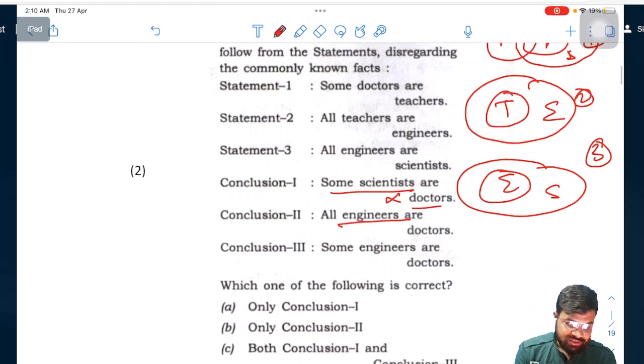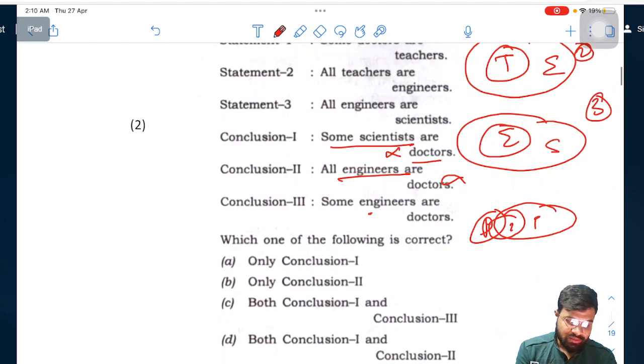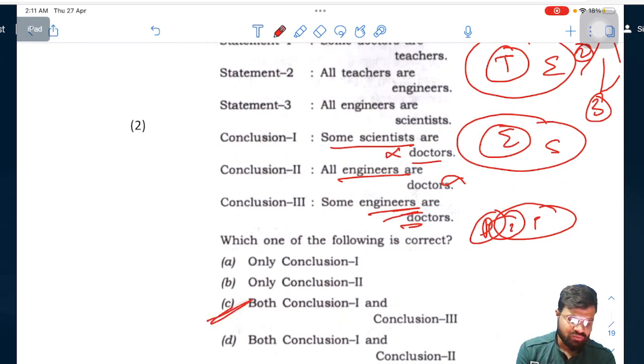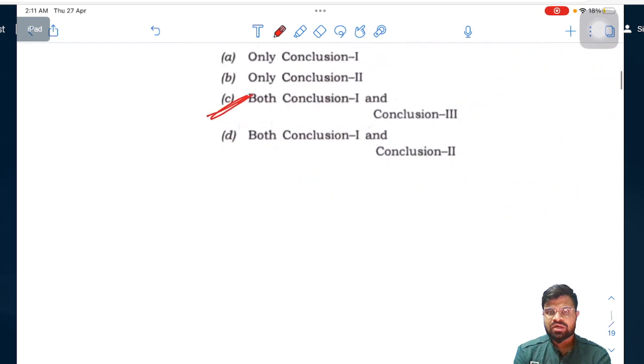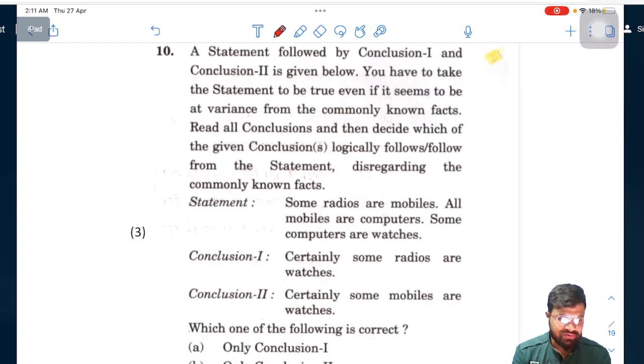Okay, all engineers are doctors. This cannot be true because it can be something like this: this is doctor, these are engineers, and these are teachers. So all engineers are not doctors, so this is wrong. Some engineers are doctors. Yes, based on the same logic, we merge diagrams one, two and three. Now we will merge one and two, and we will find that some engineers are doctors. So both conclusion one and three follow. This is just practice in a simple way.